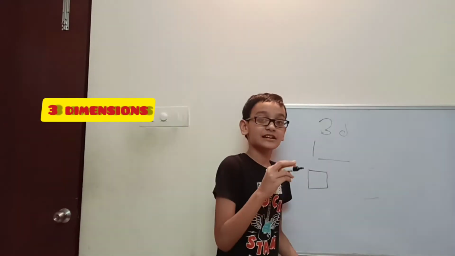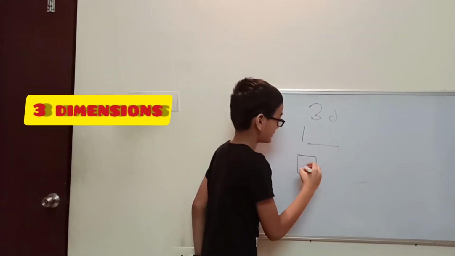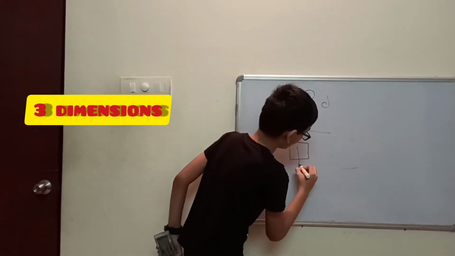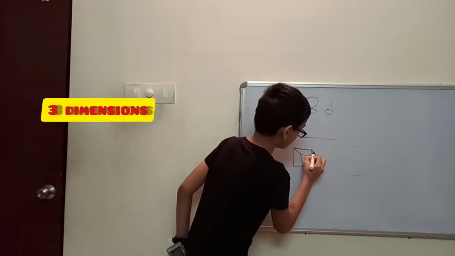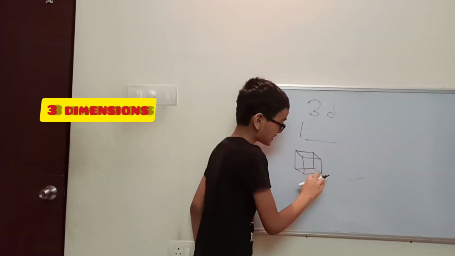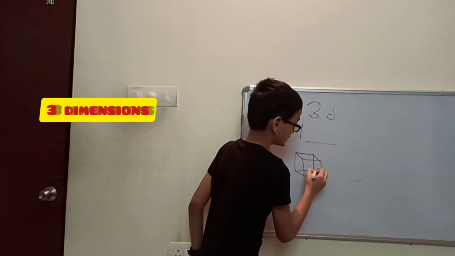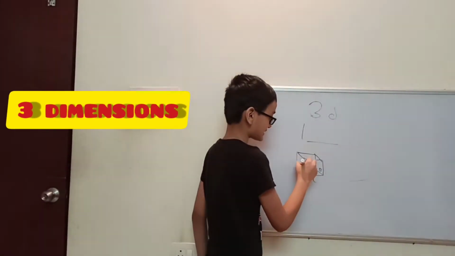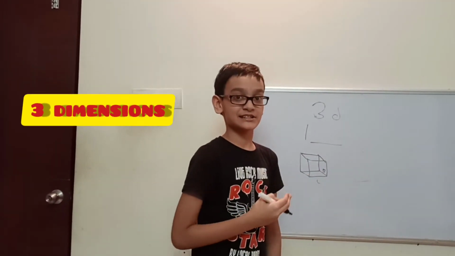It has length, it has breadth. See, this has length, this has breadth. Now if you draw another square here, and this and this. So here this becomes the length, this becomes the breadth, and this one, this external line, faces in another direction.